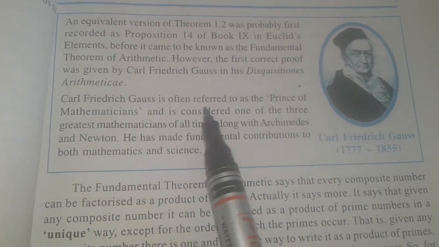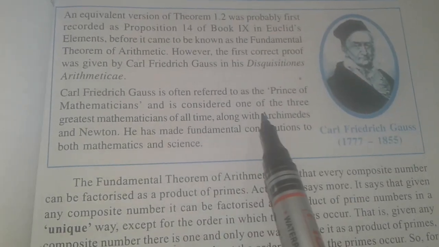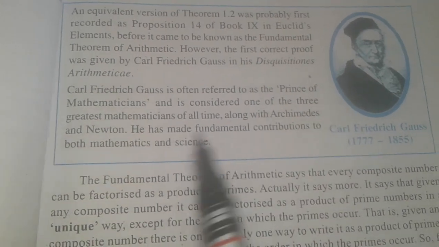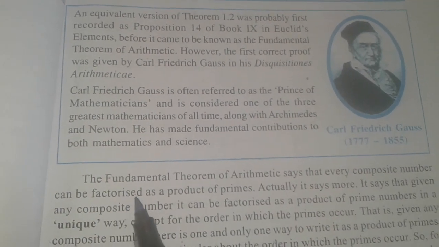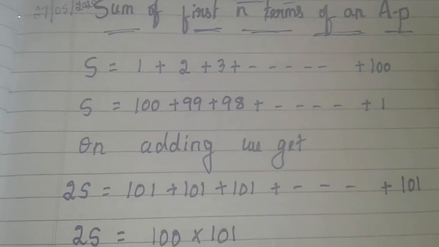That's why he is called the Prince of Mathematicians, and is considered one of the 3 greatest mathematicians of all time, along with Archimedes and Newton. Now let me explain what trick he might have used at that age to answer so fast.